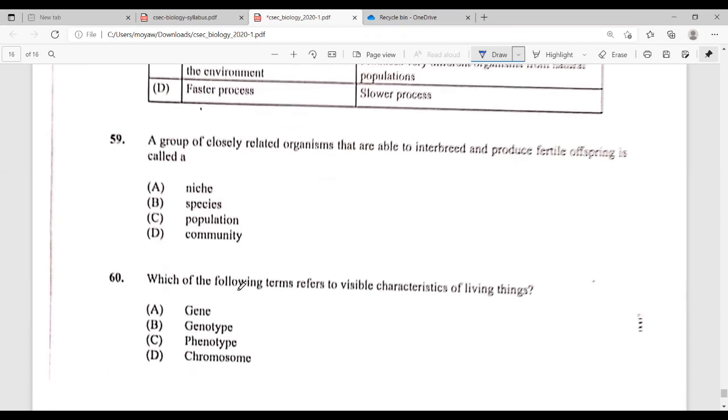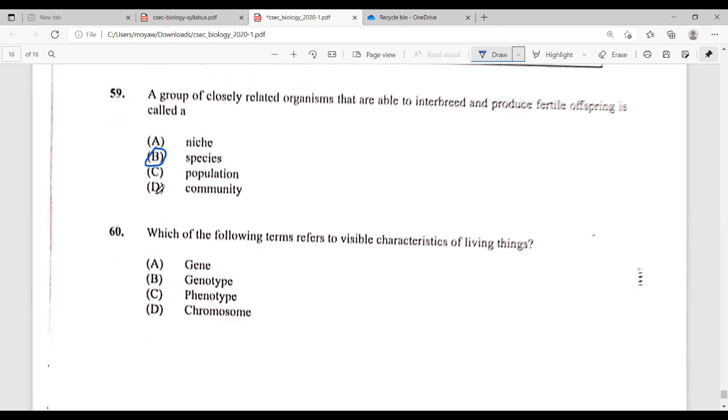59. A group of closely related organisms that are able to interbreed and produce fertile offspring is called a species. So we have A, niche, B, species, C, population, D, communities, definitely species. So 60, which of the following terms refers to visible characteristics of living things? So we have A, gene, B, genotype, C, phenotype, and D, chromosome. So the best option would have definitely been the phenotype, which is the physical characteristics of living things, whatever you can see, whether it's the eye color, the hair color, the skin color, you can see it. So it's physical, it's there.